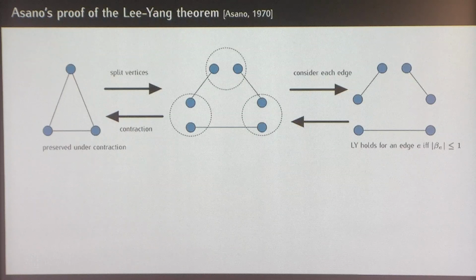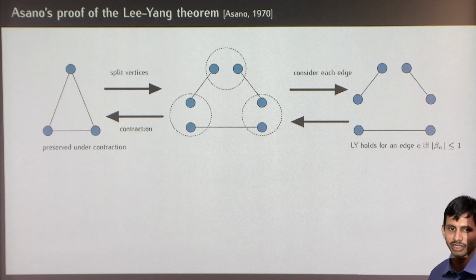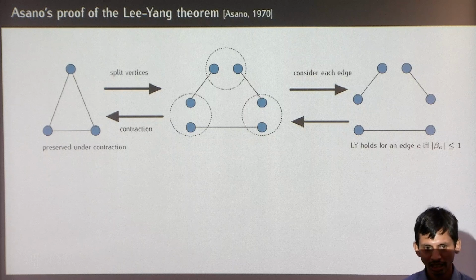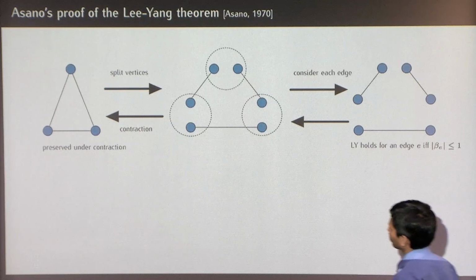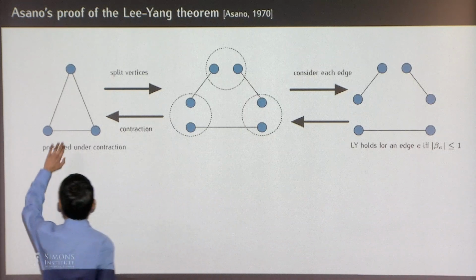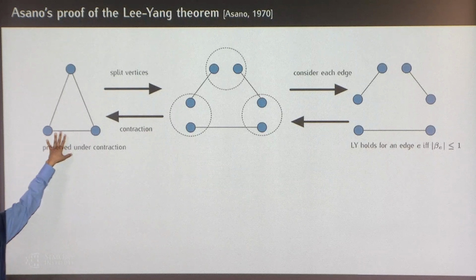So let's just look at the general outline of Asano's proof. So Asano's proof works in the following way. So let's look at this edge first. For the Lee-Yang theorem, it shows the theorem for a single edge first. So Asano's proof will first show that the Lee-Yang theorem holds for the graph which is just a single edge. And then what it does is to prove this theorem for some other connected graph, like the triangle.